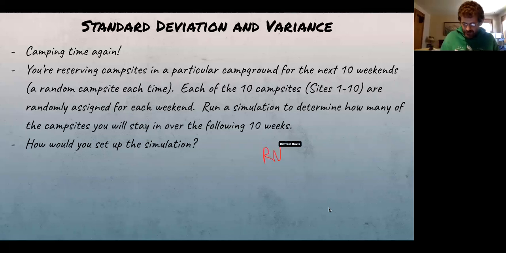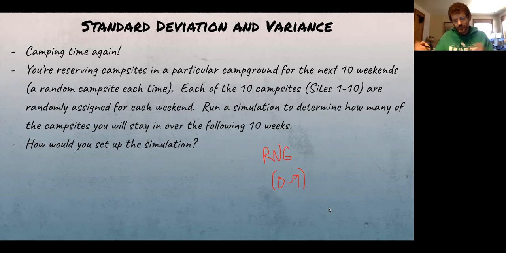Random number generator. We could go 0 through 9. What's great about 0 through 9 is if you only had a random digit table, that works. You could do 1 through 10 if you have your calculator. You can set whatever range you want. So random number generator, each number corresponds to a different campsite. So what do we do from there?